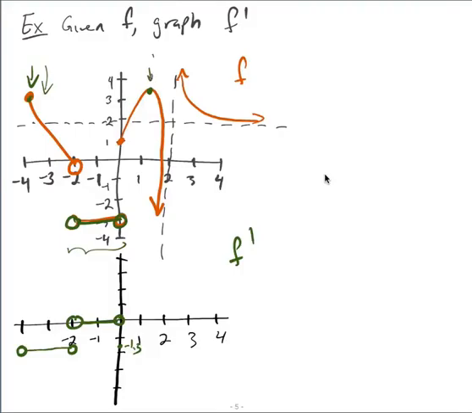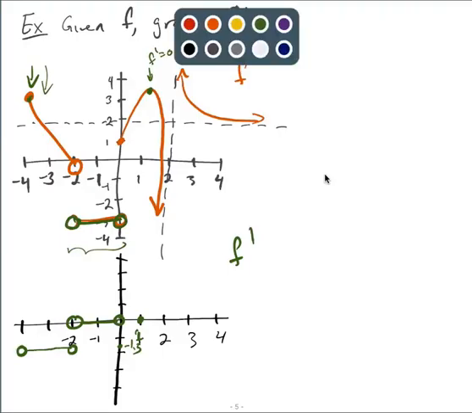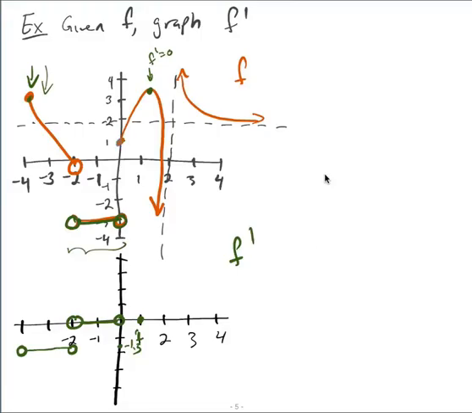Another thing that would be helpful: if I ask you, what's the derivative at x equals 1? 0, right? So right here, the derivative equals 0. That means my derivative has to pass through 0 right here at 1. Does that make sense? You guys agree with that? So at x equals 1, my derivative is going to pass through there.